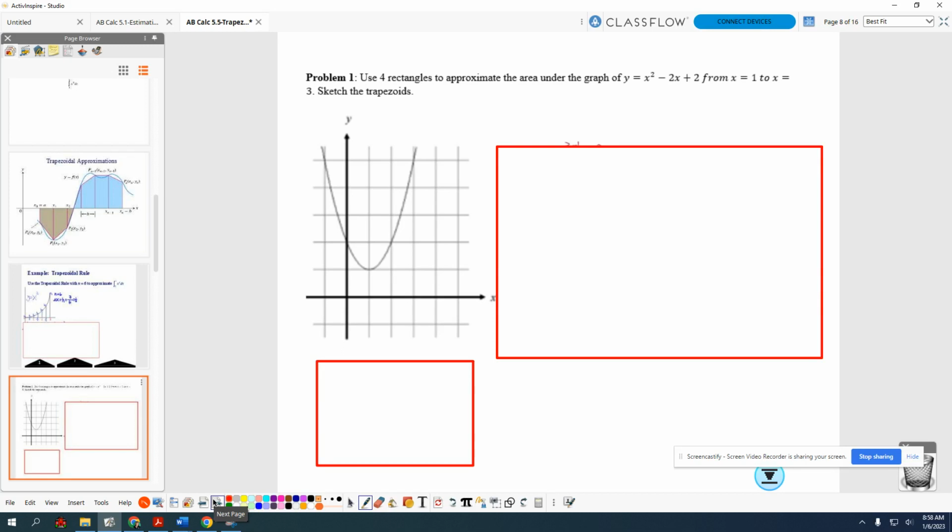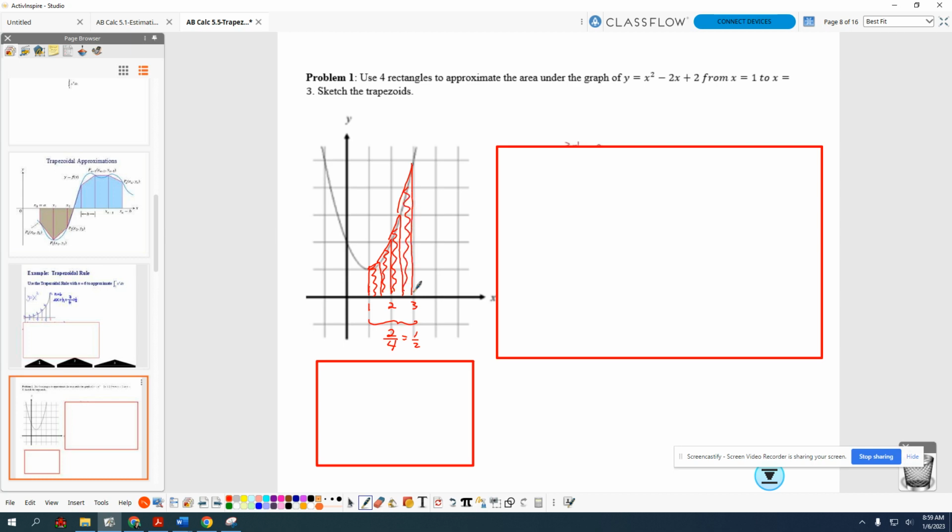We're going to do the same thing we did before, and we are going to make 4 trapezoids from 1 to 3. So over these 2 units, I need to cut it into 4 pieces. Each slice needs to be 1/2. And we're going to make these trapezoids. We're going to connect those straight lines. And it is much more accurate because not as much of a chunky block of a rectangle is hanging over.